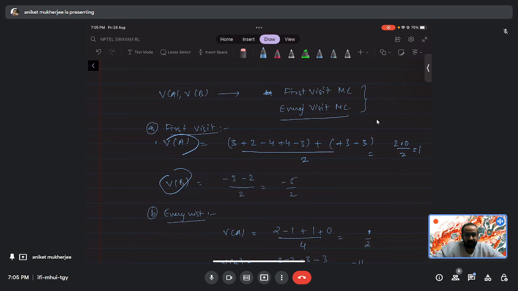It's just computational. In some cases, first visit might be better than every visit. In some cases, every visit might be better than first visit. But Monte Carlo says that even if you calculate first visit, it will converge, and even if you do every visit, it will converge. Convergence is guaranteed for both.